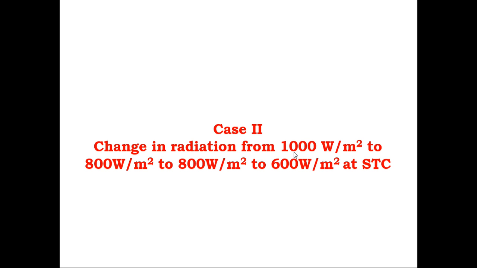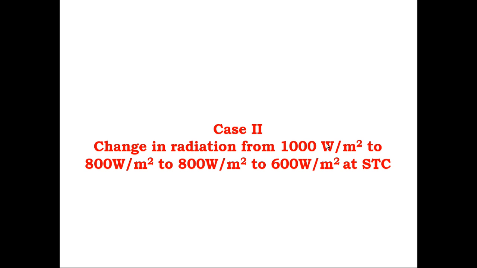Now the next case: if you reduce the radiation, that's what we have done for that perturbation, from 1000 watt per meter square to 800 watt per meter square. We can change it from 800 watt per meter square to 600 watt per meter square. At STC your temperature is still 25. There is no change in temperature, only radiation has been changed.